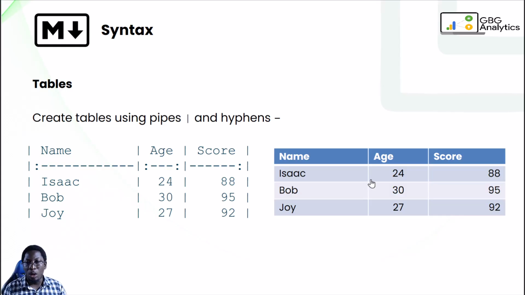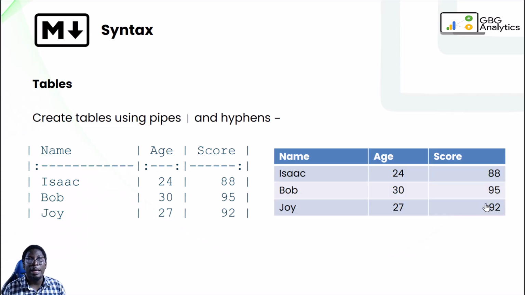And you can also control the text alignment with a colon in the separator row. For example, I have the colon here. This colon is showing that for the name column, all the data there should be left aligned. This one is showing that for the age column, the text there should be centered. For the score column, this one here is showing that the text there should be right aligned. And that is why we have it like this in this case.